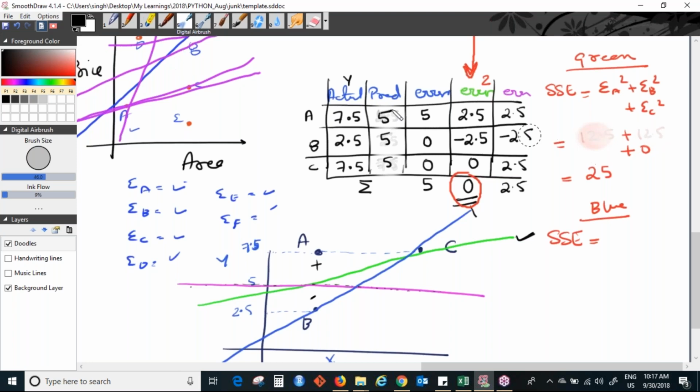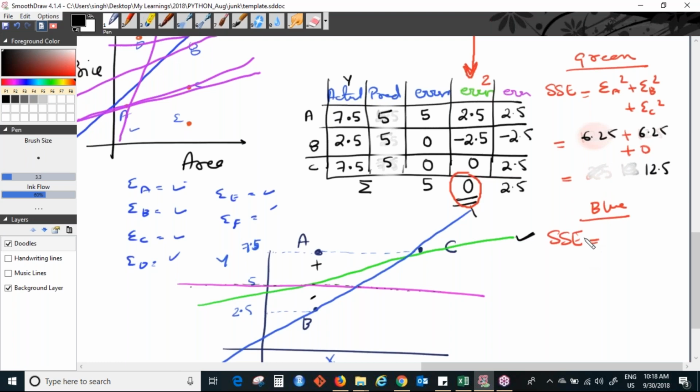So it is 6.25. It is 6.25 and 0. So you will get a total of 13. No, 12.5. You will get a total of 12.5. Okay. So for the green line, the total error is 12.5.